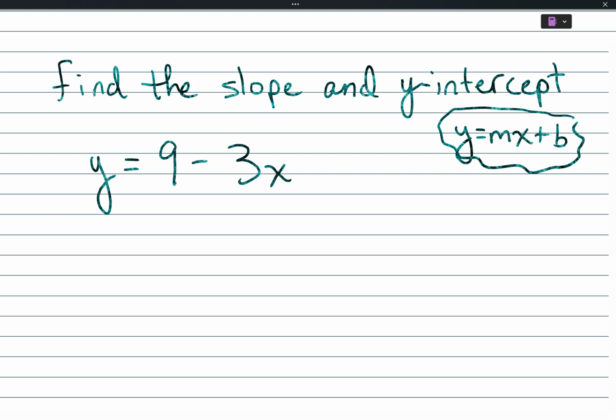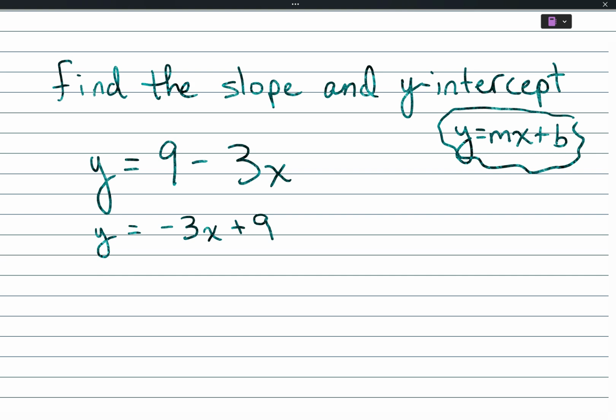Well, does this look like y equals mx plus b? Almost, right? The y is by itself. This time, it's not in the correct order. I mean, we can look at this and know that the 3 is the m and the 9 is the b, but for me, I just want to put it in the right order.